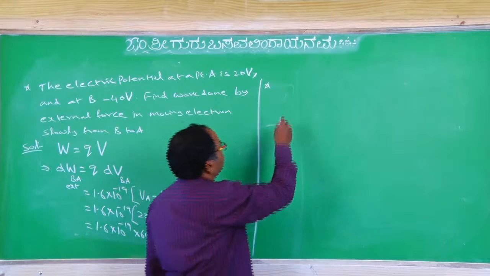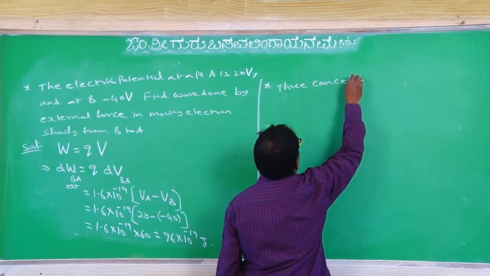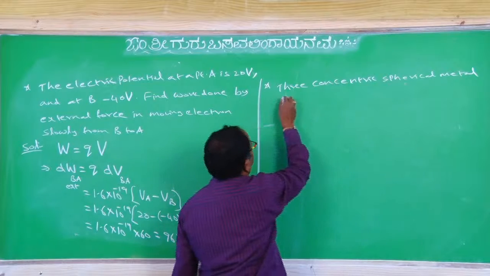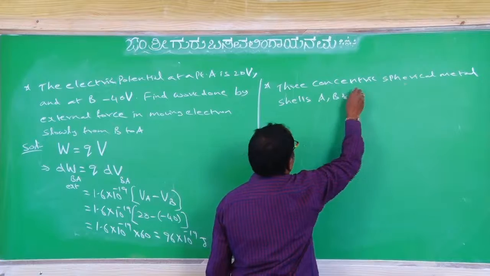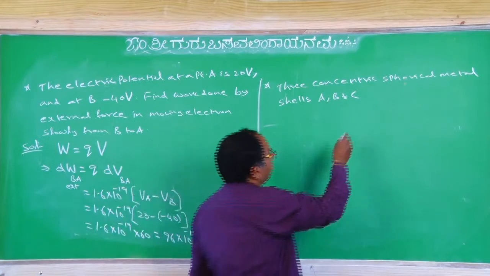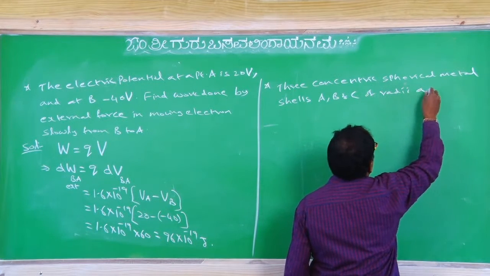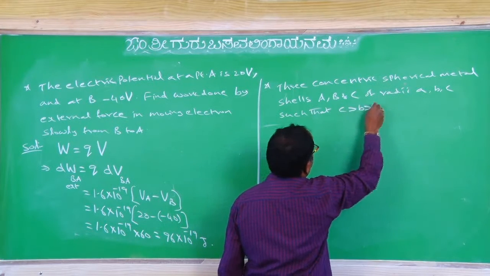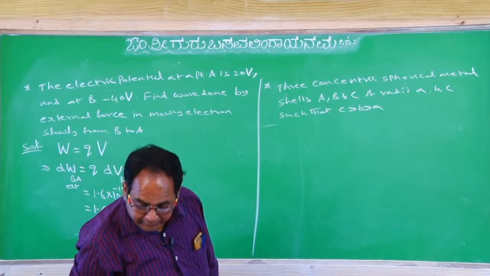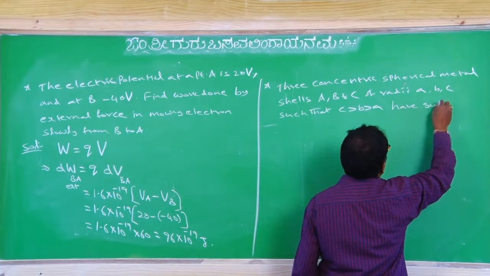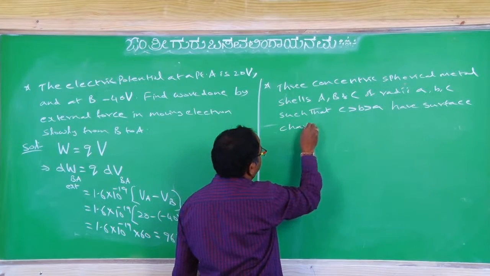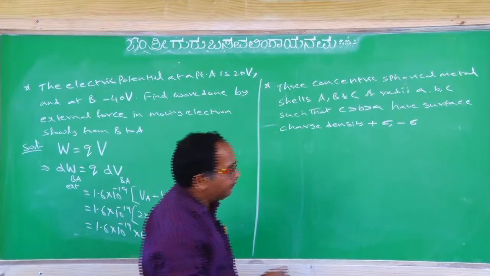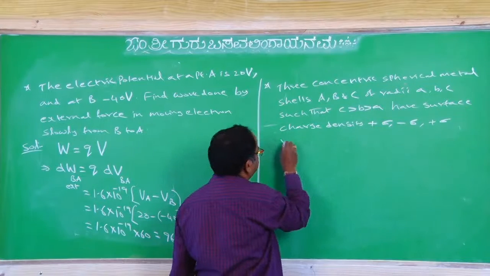Three concentric spherical metal shells A, B and C of radii a, b, c such that c is greater than b greater than a, have surface charge densities plus sigma, minus sigma, and plus sigma respectively.